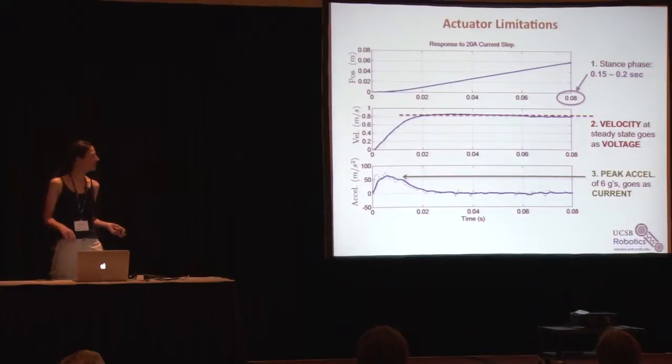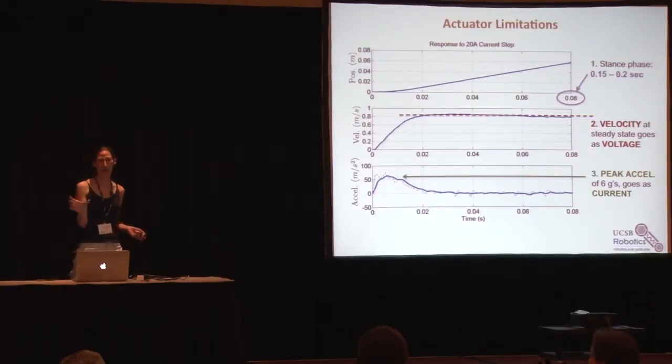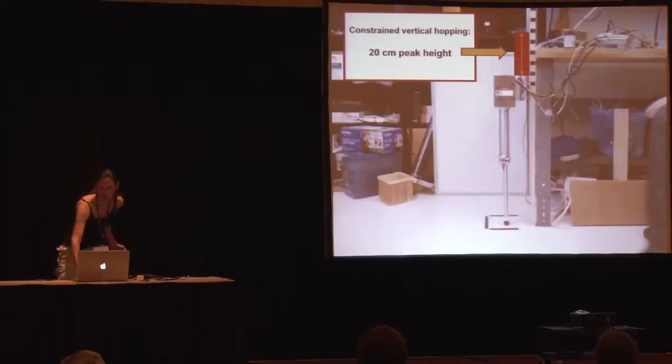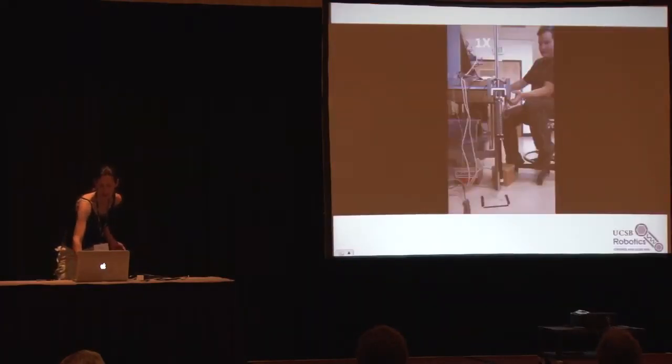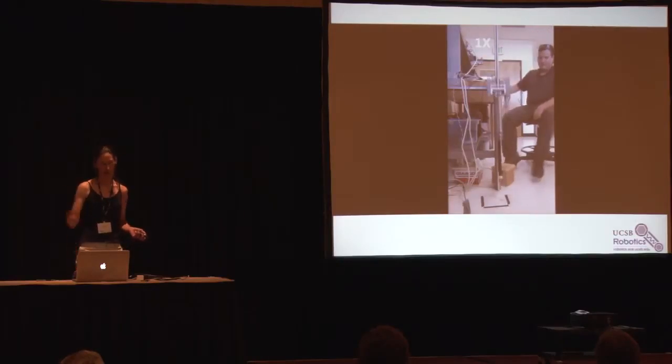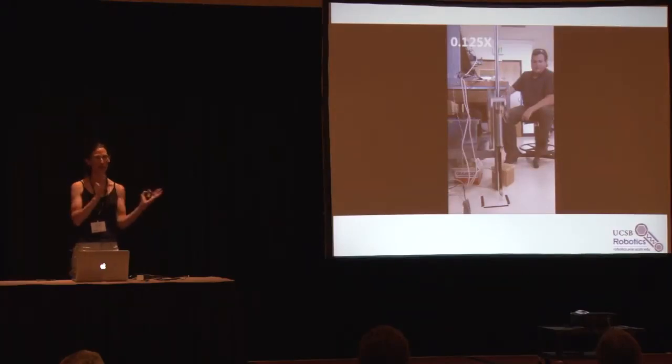As for the actuator limitations, we want to be able to respond quickly. So we're limited by the velocity, which is roughly speaking the steady state velocity proportional to voltage, and the peak acceleration, which goes as the current. These are step responses for the hopper that we have in vertical hopping right now. We can get about 20 centimeters for a half leg hopper, and I'll just show a quick video. Well, if it doesn't play, I'll move forward. Right now, simple 1D hopping is not too exciting, but we're really trying to see how quickly we can move the actuator to change the timing and amplitude for motions.